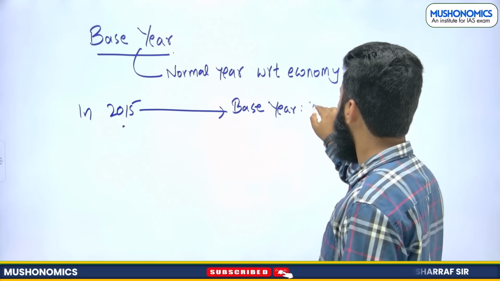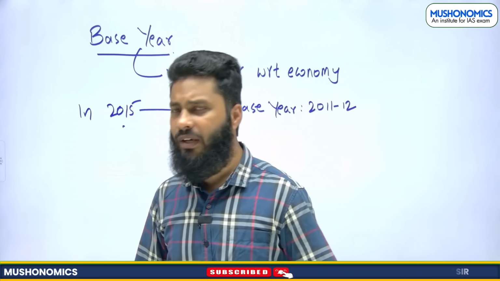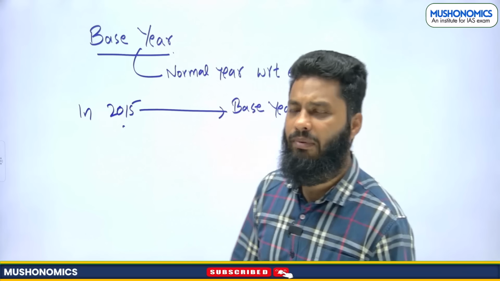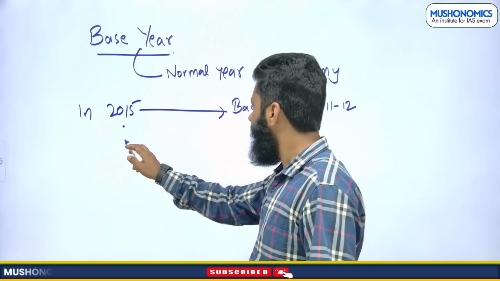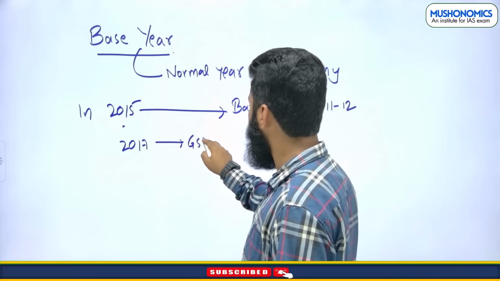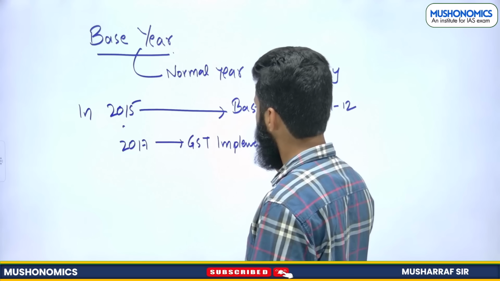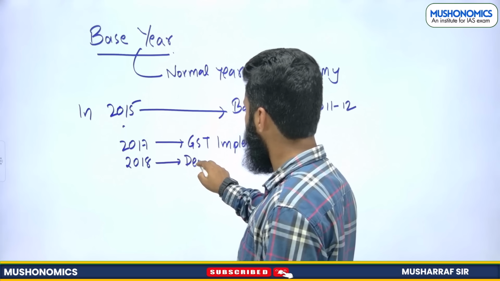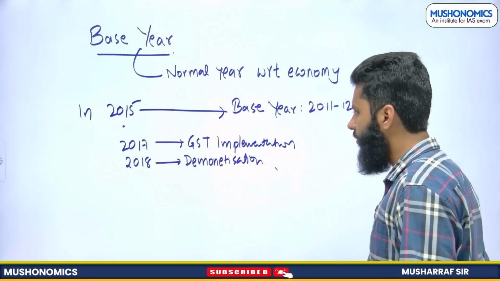Base year 2011-12. Normally, we revise our base year after every 6-7 years. But as you can see, in 2017 the implementation of GST happened. In 2018, we saw demonetization.